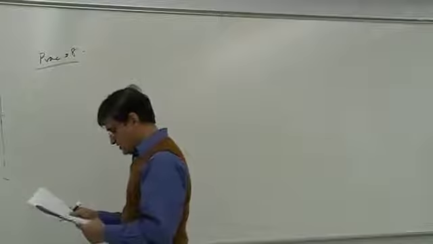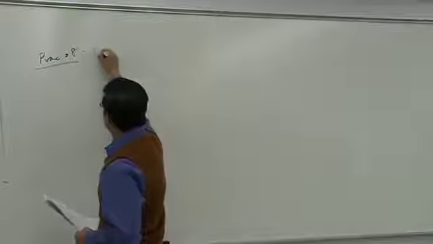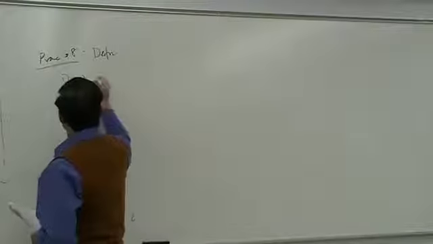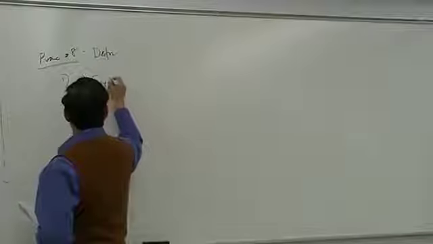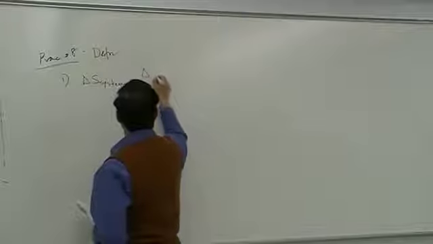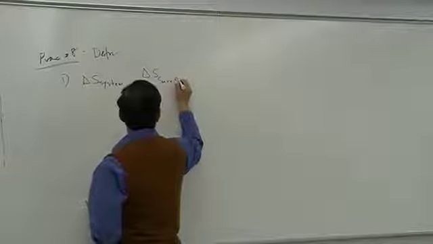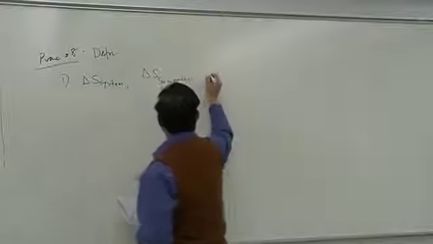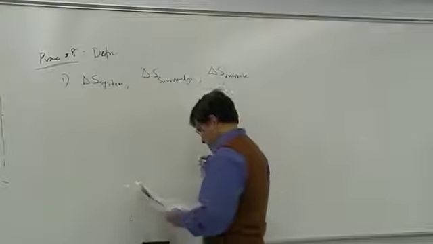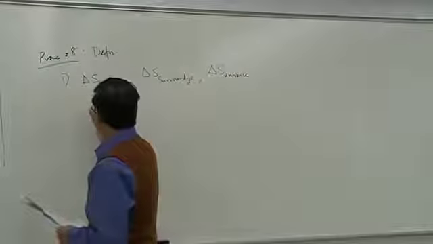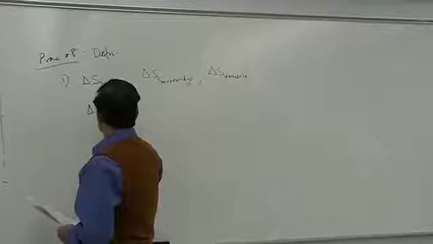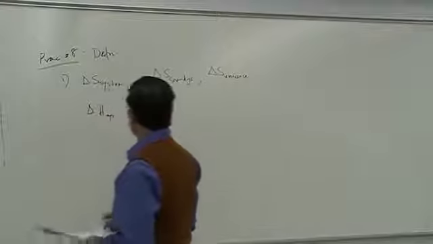So practice problem number 8 on definition. I'll use the word definition. You need to know the following. Change in entropy of the system. What does that mean? Change in entropy for surroundings. Change in entropy of the universe. Similarly, change in heat content. System, just like before, system, surrounding, all those.